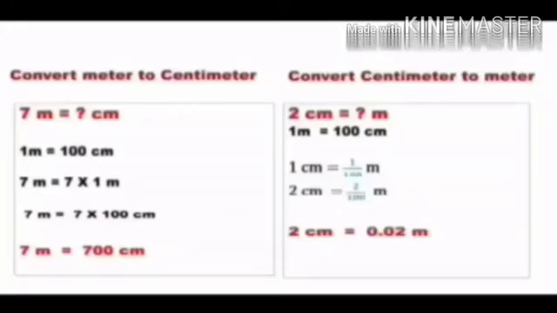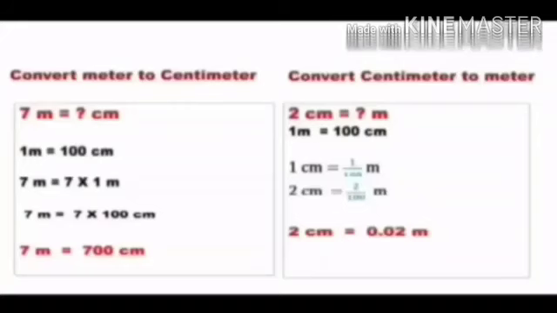Now we do the reverse. Let us take an example. How many meter are there in 2 centimeter? We know the basic formula, 1 meter equals 100 centimeter. From this, we can have 1 centimeter is equal to 1 over 100 meter.